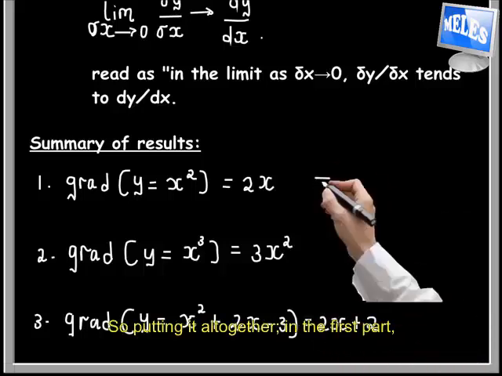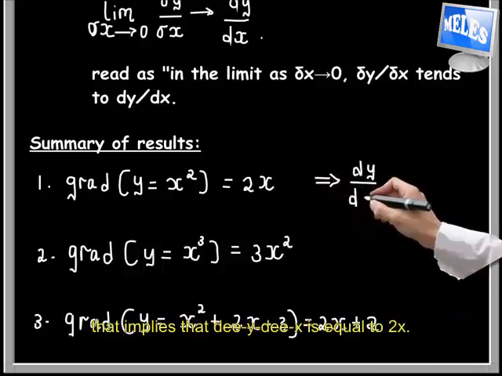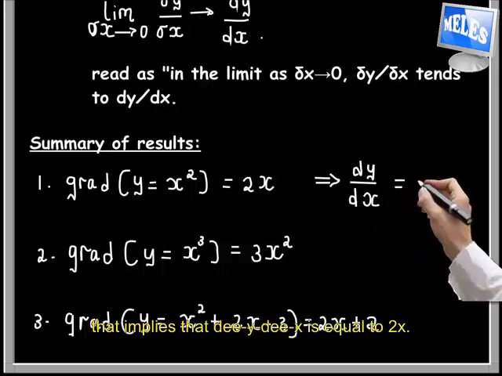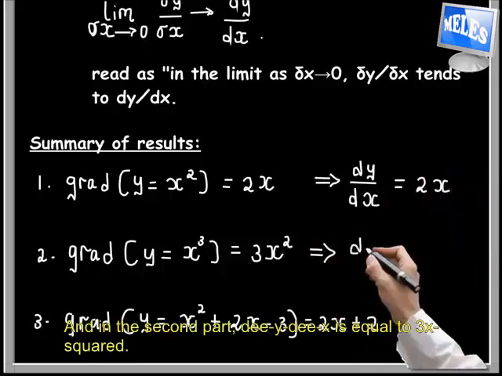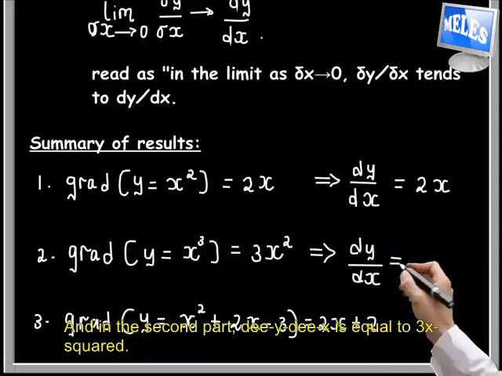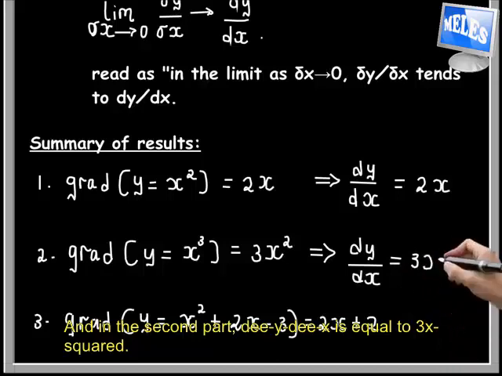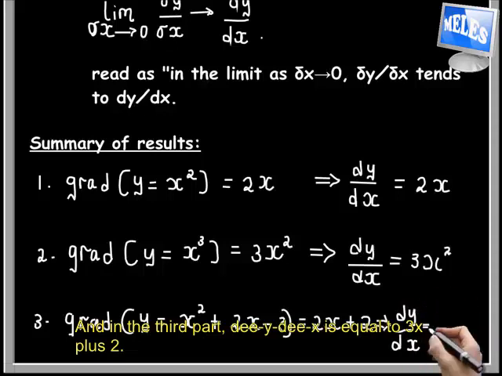So putting it all together, in the first part, that implies that dy dx is equal to 2x. And in the second part, dy dx is equal to 3x squared. And in the third part, dy dx is equal to 2x plus 2.